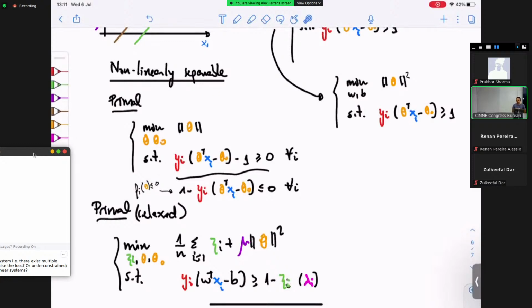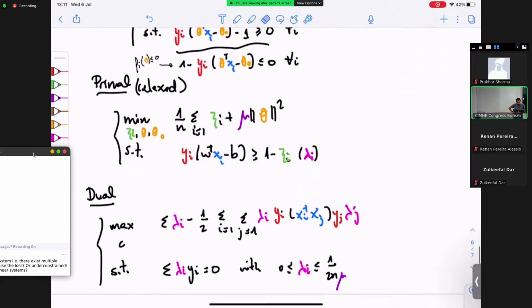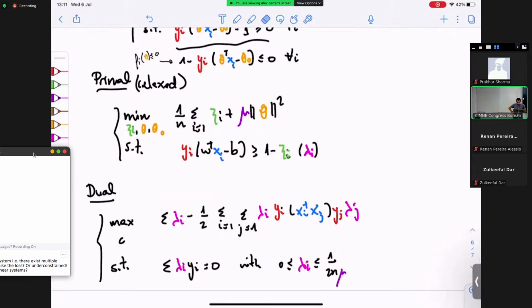But this problem is solvable. You can solve it. And of course you will separate, but for some points this chi will be larger. And then you can formulate your problem, your primal, relaxed, with a dual.